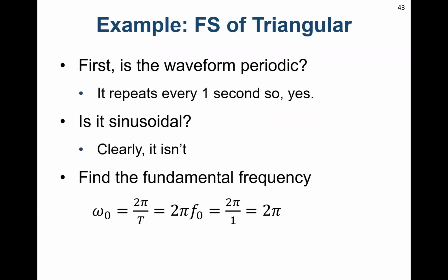So the next question is, is it a sinusoidal waveform or a cosine waveform? If it's a pure sine or a pure cosine, we really don't have to do any Fourier series because it already is set up in a sine or a cosine form. So you don't have to do any work if it looks like a sine. You know what the coefficient is. It's basically given to you. But in this case, it doesn't look like a sine wave at all. It's a triangular waveform.